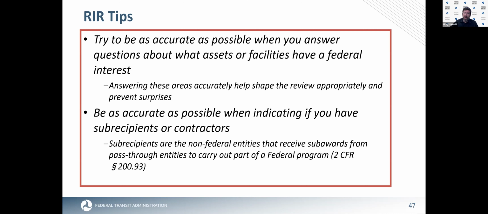Sub-recipients are usually described as non-federal entities that are receiving a sub-award from a pass-through entity to carry out part of a federal program. So that's a sub-recipient. The way I would define a contractor is typically chosen or selected as the result of a competitive procurement process. So that's one easy way to separate those. But sometimes we call sub-recipients contractors and vice versa.